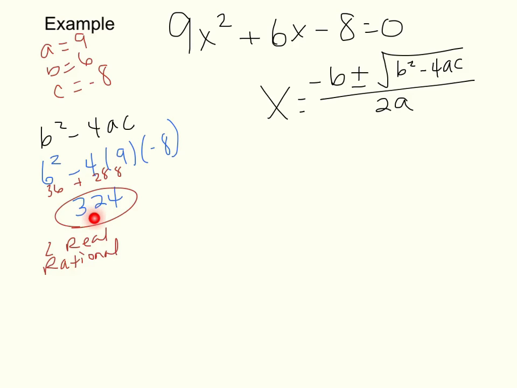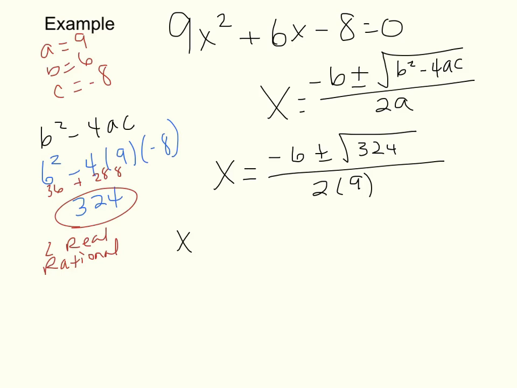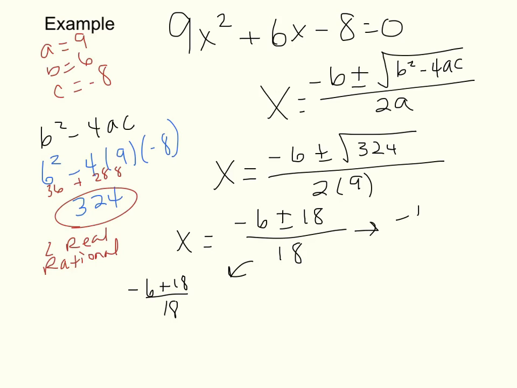So now I'm going to go back and find my roots by plugging them into here. So I have x equals negative b, so negative 6, plus or minus the square root of 324 over 2 times my a, which is 9. So negative 6 plus or minus 18, because the square root of 324 is 18, over 18. And I'm going to go ahead and split it up from here. So I've got negative 6 plus 18 over 18, and I have negative 6 minus 18 over 18.